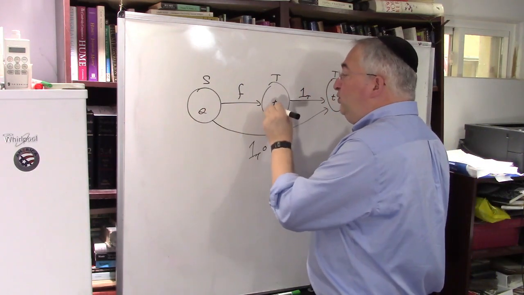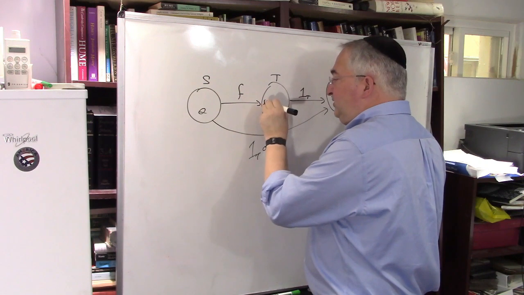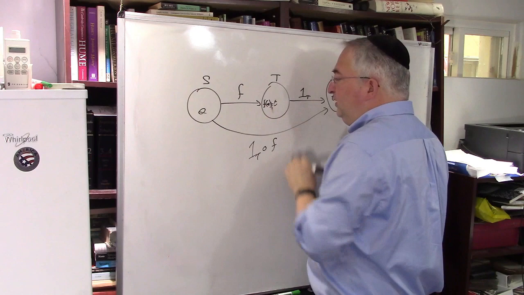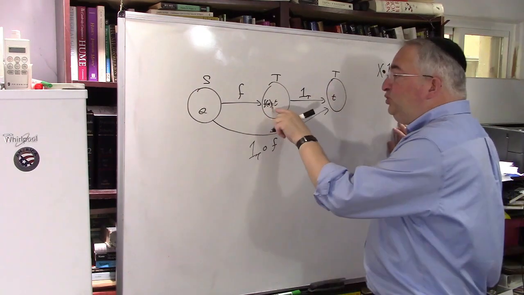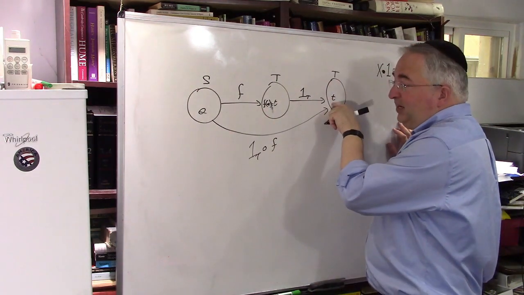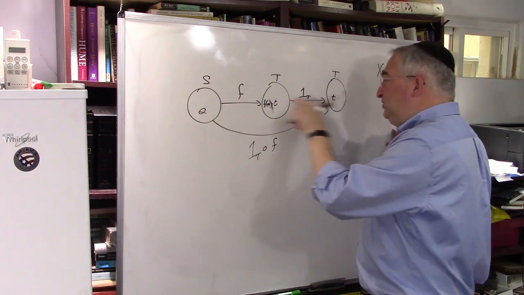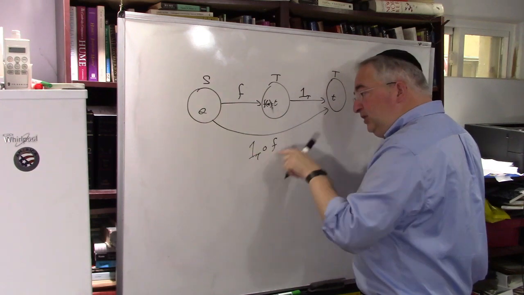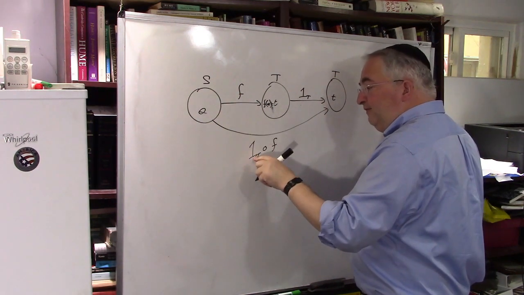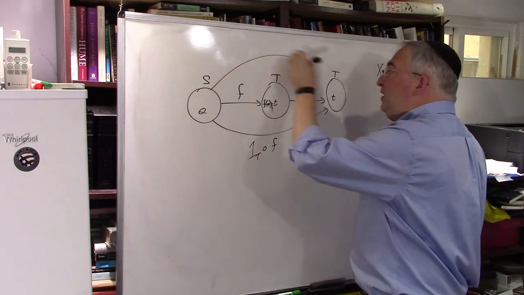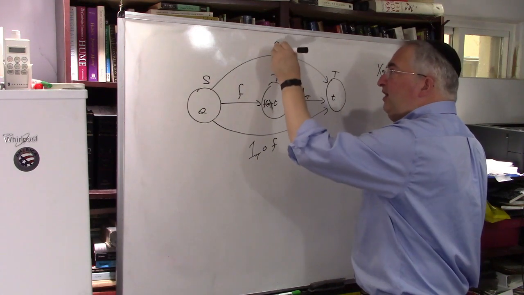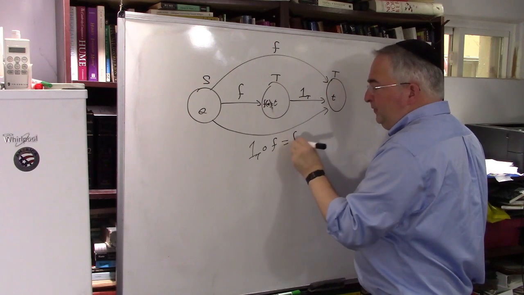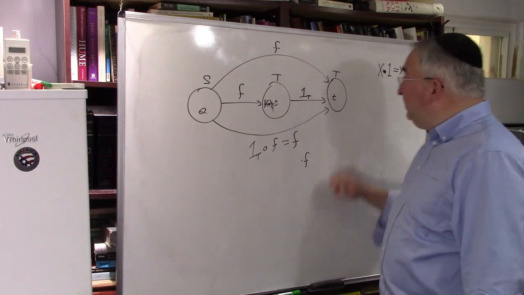It takes it to f of s, which is a little guy t, and then what does it do to that little t? It takes it to that little t. So basically this goes from s to t, which is exactly what f did. So this composition, f followed by 1 of T, is the same thing as f. So we get f is equal to 1 of T composed with f.